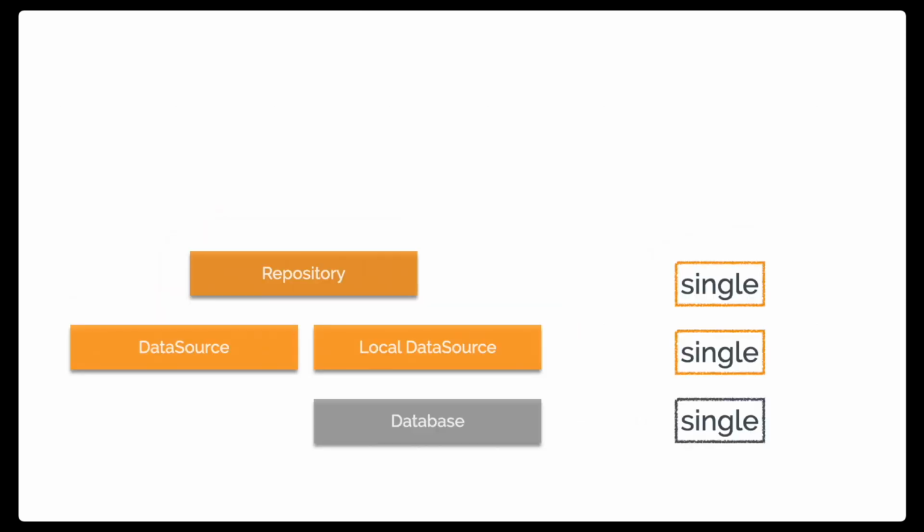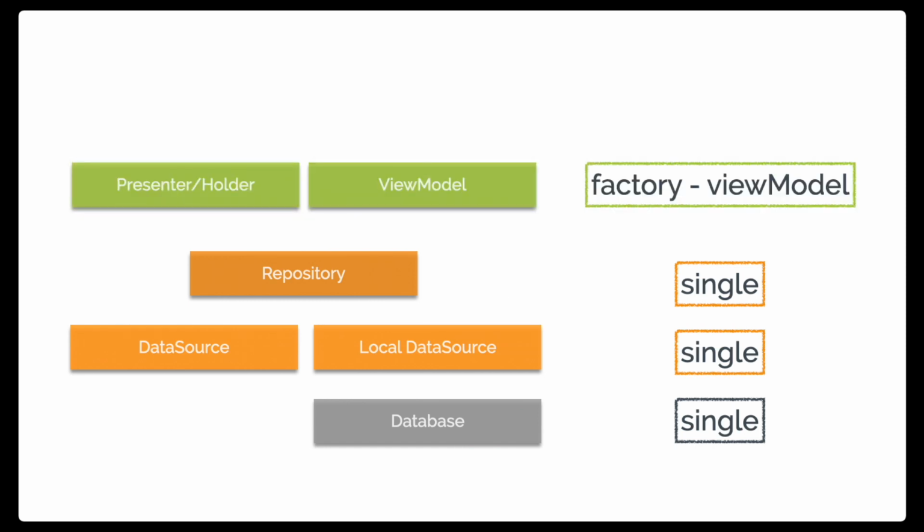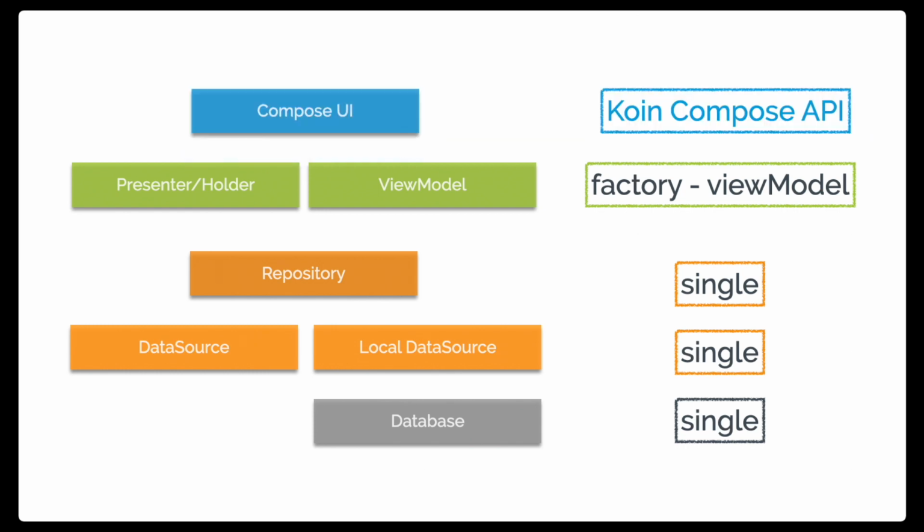If we go back to our big picture as architecture, we keep the same layers of architecture and software with the repository, data sources and database with singletons. Our presentation layer is still declared as factory and view model. And finally, our Compose UI widgets are triggered with the Koin Compose API.